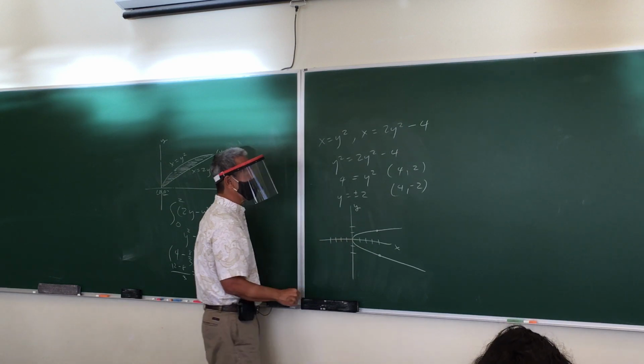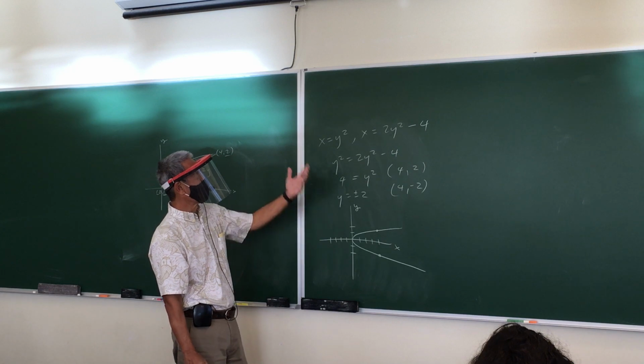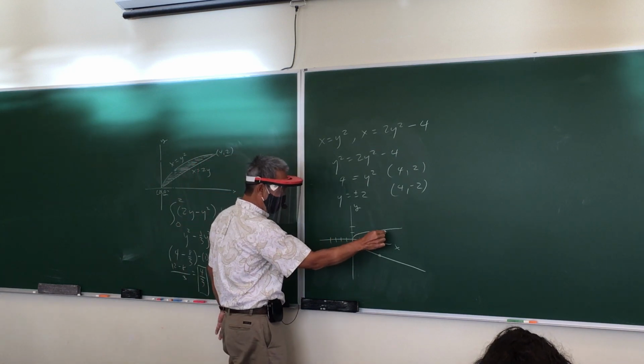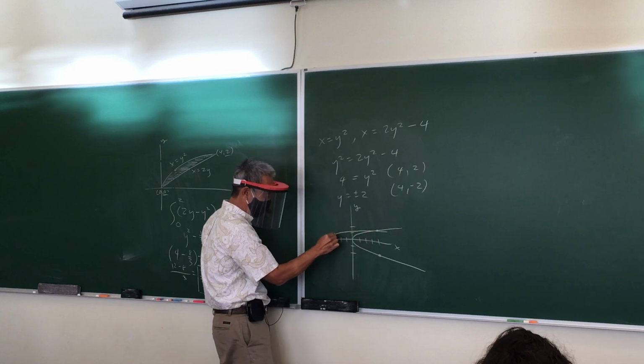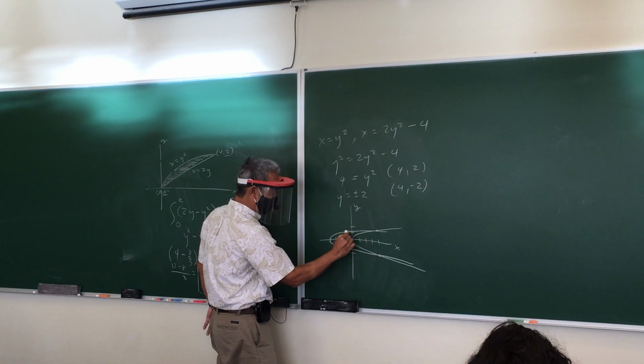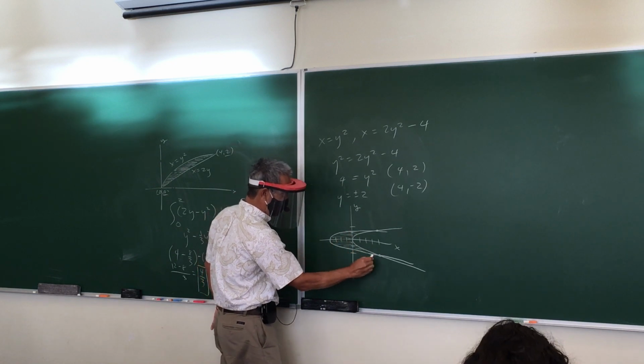Anyway, if you don't know, just plug in 0 for y. If you plug in 0 for y, the x-intercept is negative 4. And it's opening to the right, except it's going to be thinner. It's kind of like this. Like that. So this is the region.